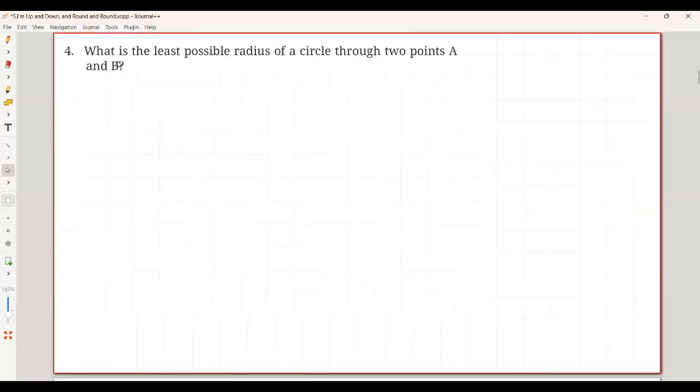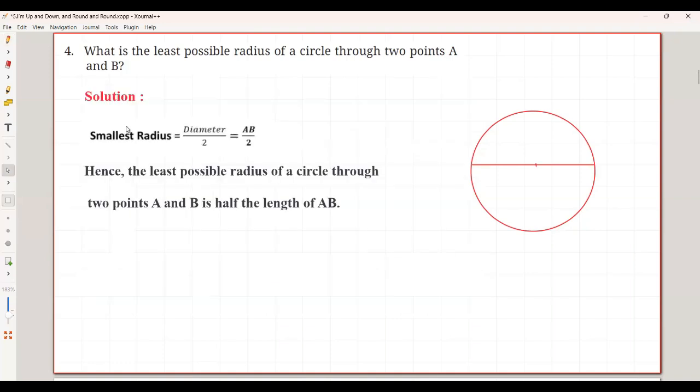Now question number 4. What is the least possible radius of a circle through 2 points A and B? They are asking what will be the least possible radius. We know that radius is half of the diameter. If you are drawing any circle, this will be the diameter. This is the diameter, so the radius will be half of the diameter.